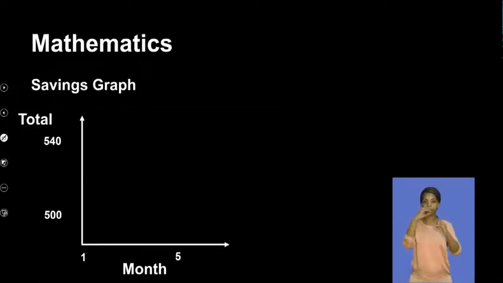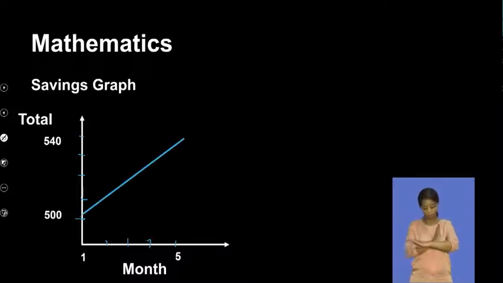Now, if I put this on a graph, this person in the first month started with 500 rands. In the second month, they went to 510 rands. The third month, 520. The fourth month, 530. The fifth month, 540. And the graph for this will look something like that.